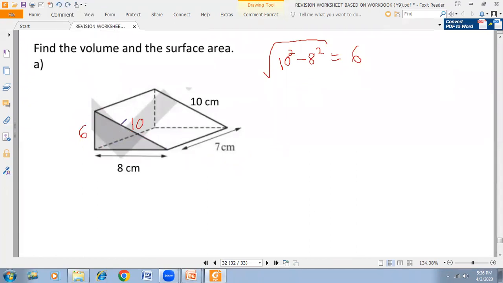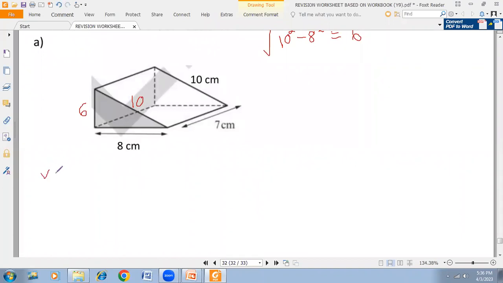So the working for volume is 6 times 8 divided by 2, which is the area of this triangle, times 7, which is the length. That's it. 6 times 8 divided by 2 times 7 is 168 cubic centimeters.